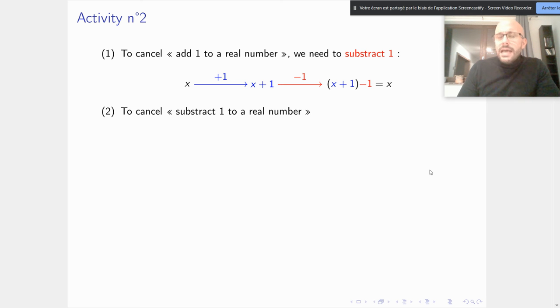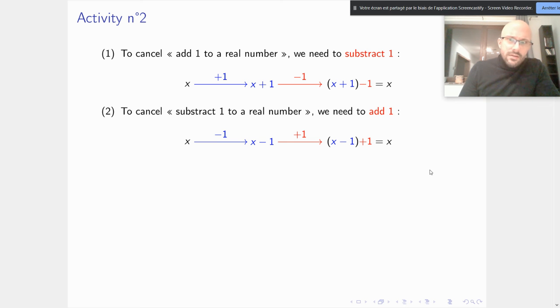What about cancelling subtracting 1 from a real number? Of course, we only need to add 1 to that result. If we use our little scheme, we take x, we subtract 1, it gives us x minus 1. And if we add 1 to that result, it gives us x minus 1 plus 1, that gives us x. We get back at the start. It seems okay, pretty obvious.